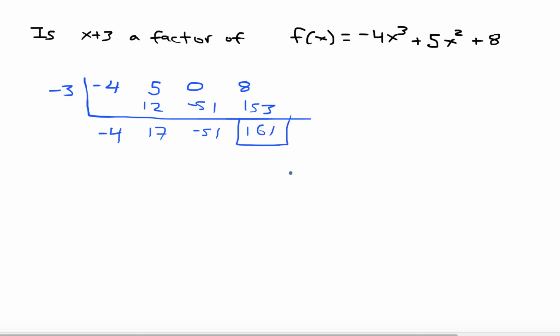It doesn't matter what number it is, as long as it's equal to 0 or not equal to 0. So in this case, what can we conclude? We can conclude that because the remainder is not 0, then x plus 3 is not a factor of this polynomial.